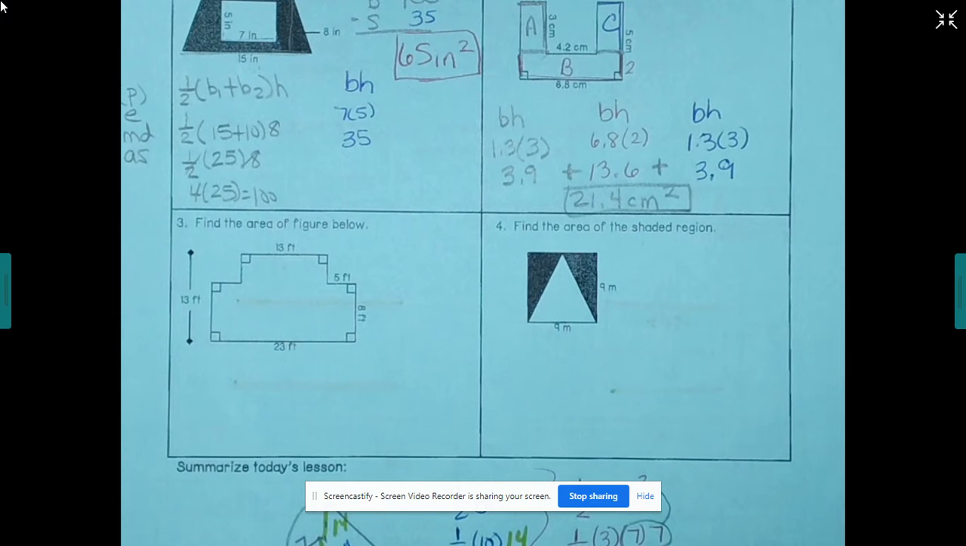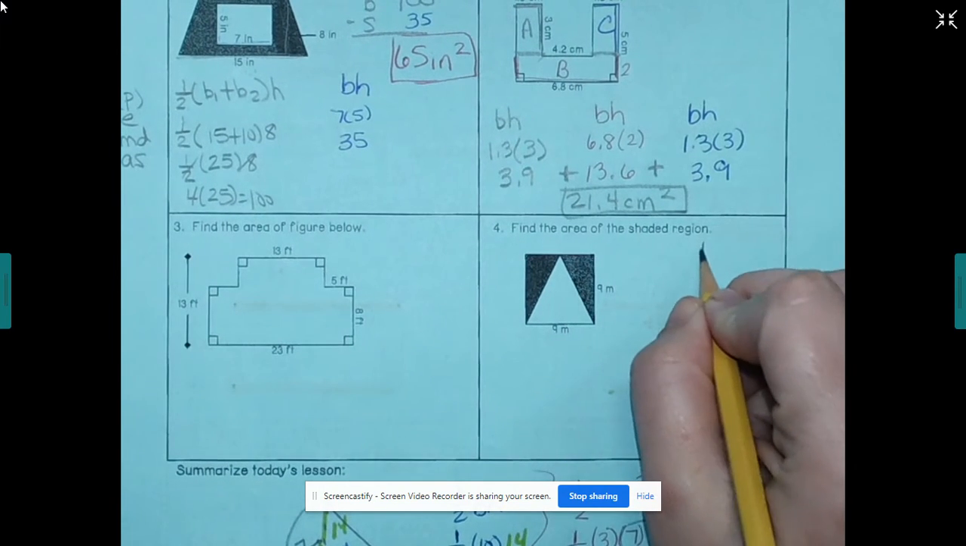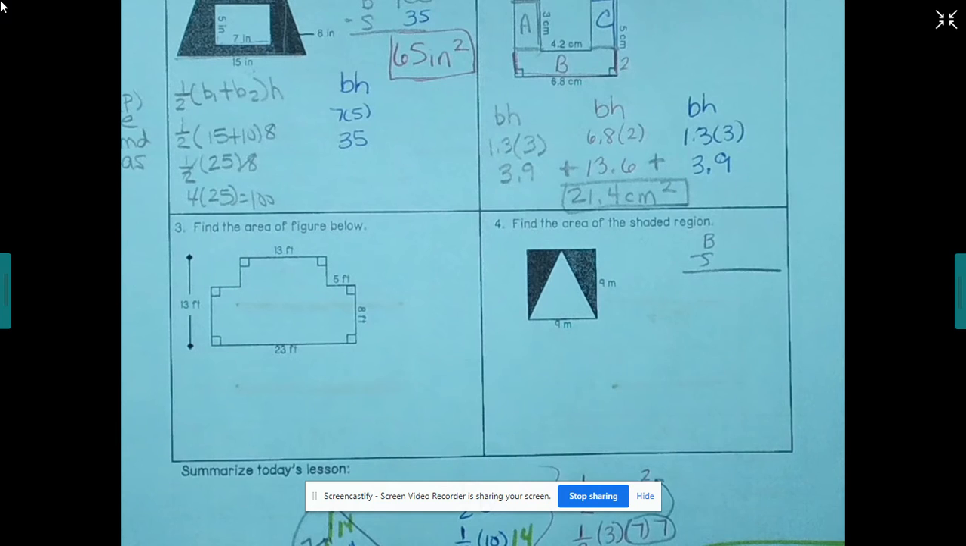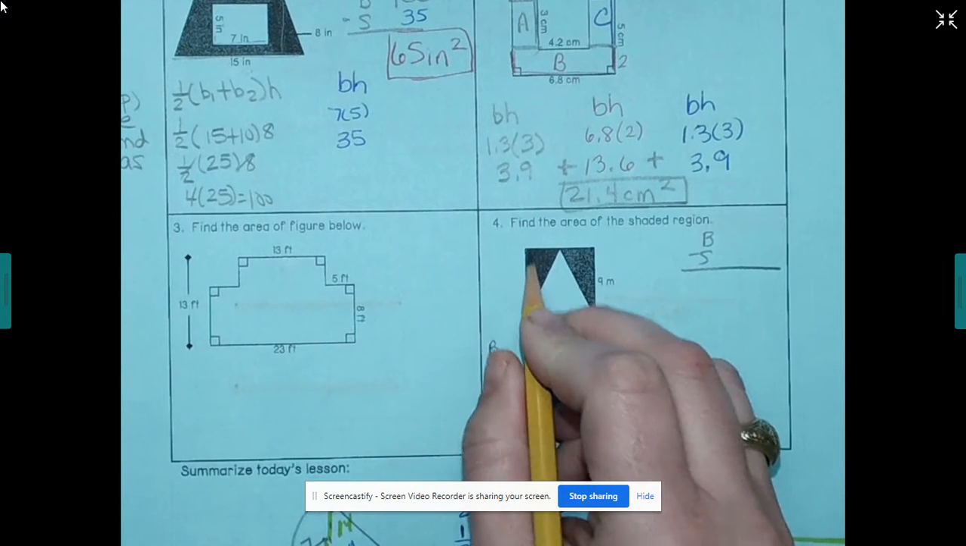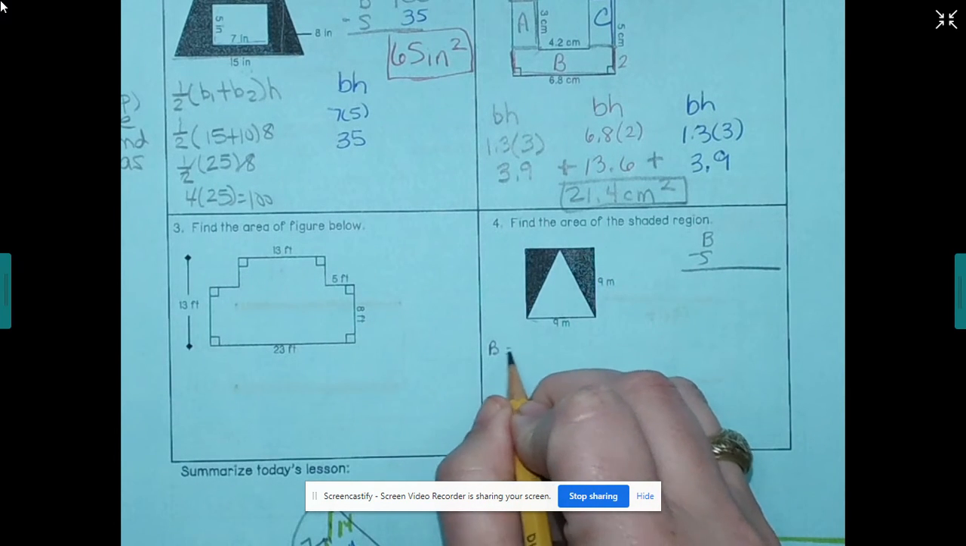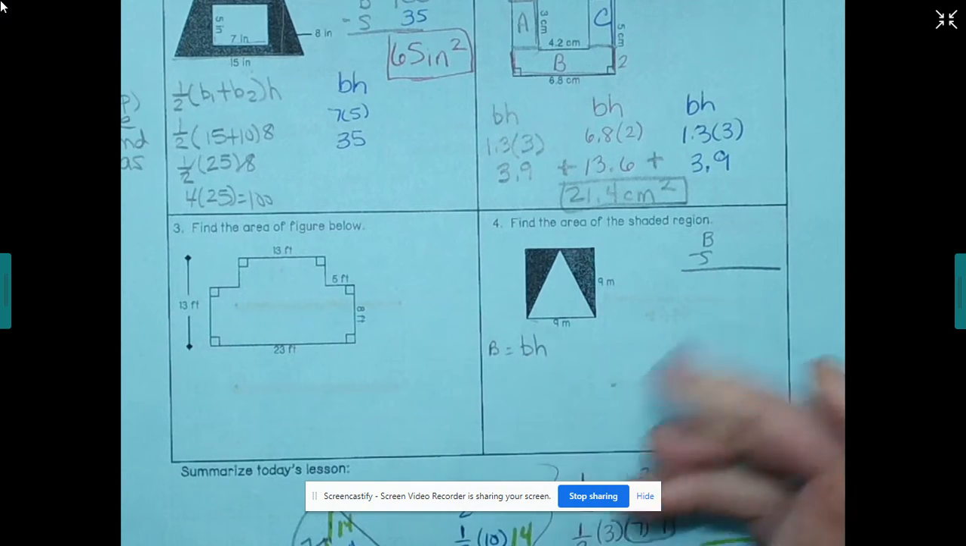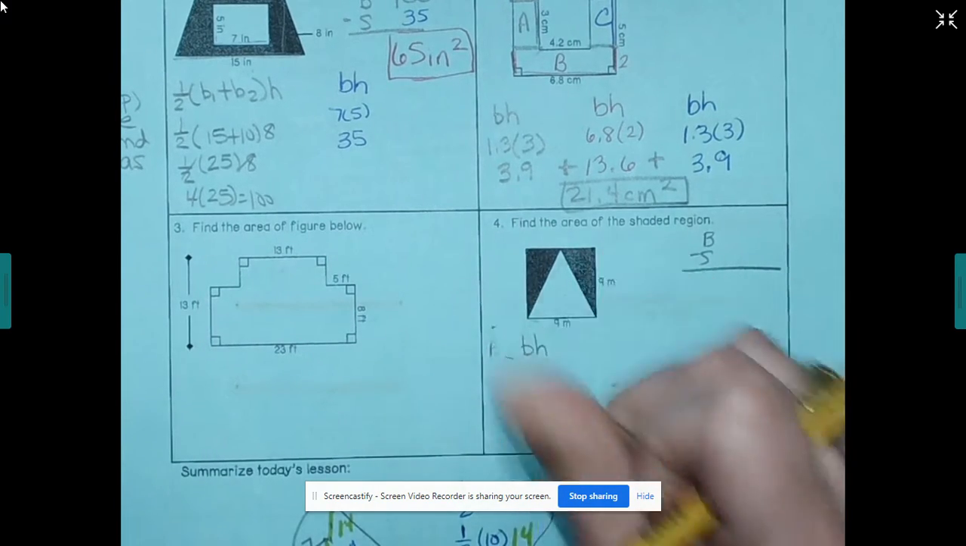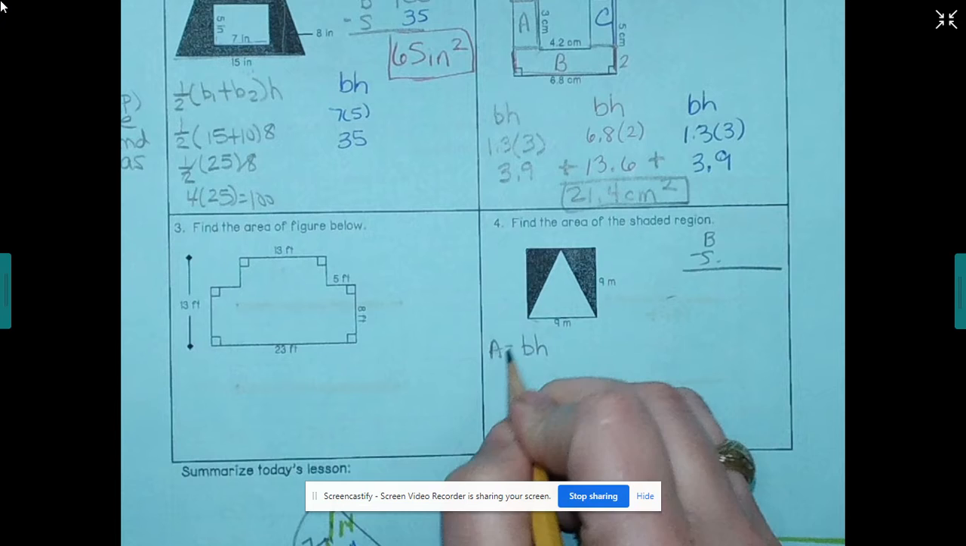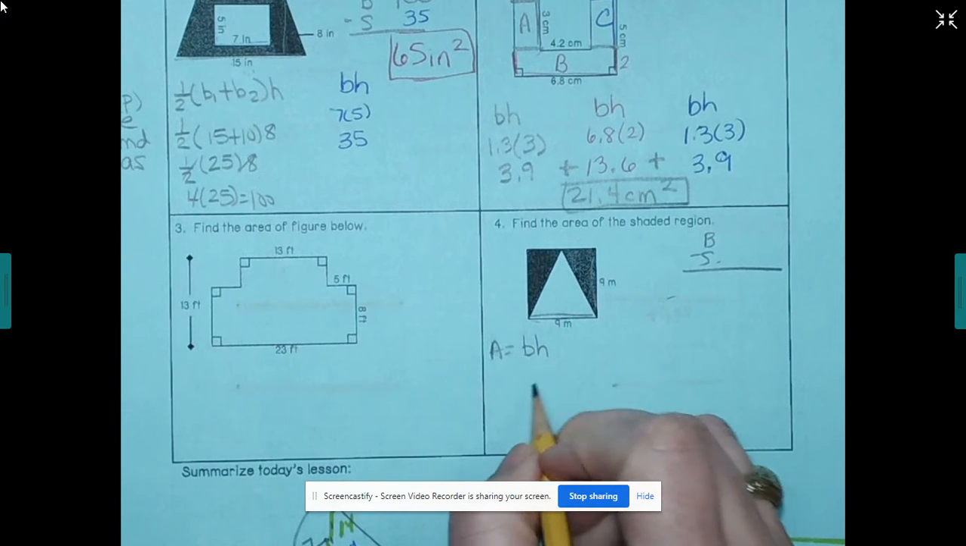All right, next one. I want to do big minus small. My big shape is this big outside, which is a square. So A equals BH. I didn't mean B. 9 times 9.